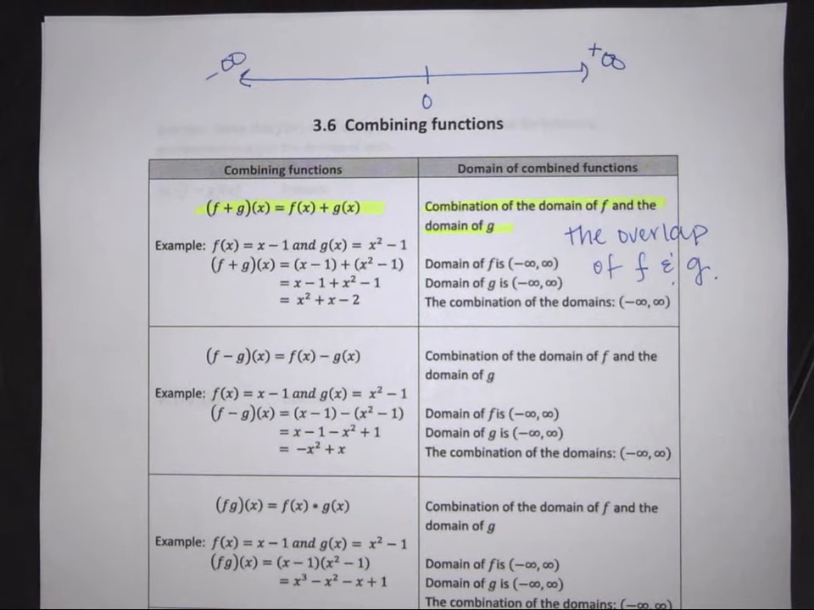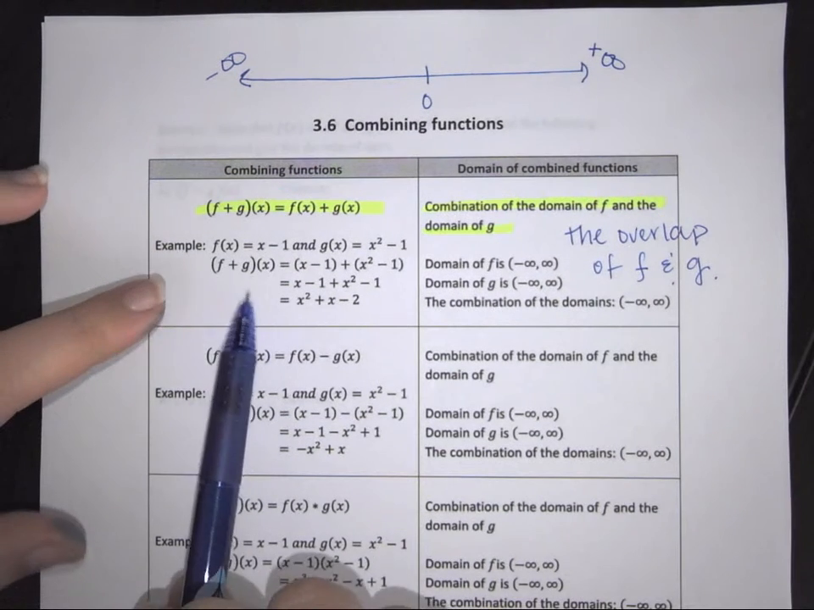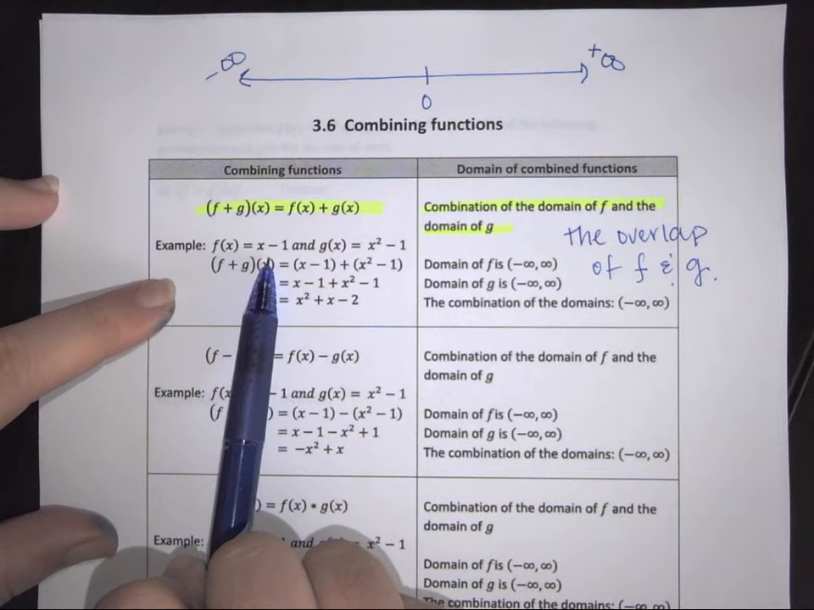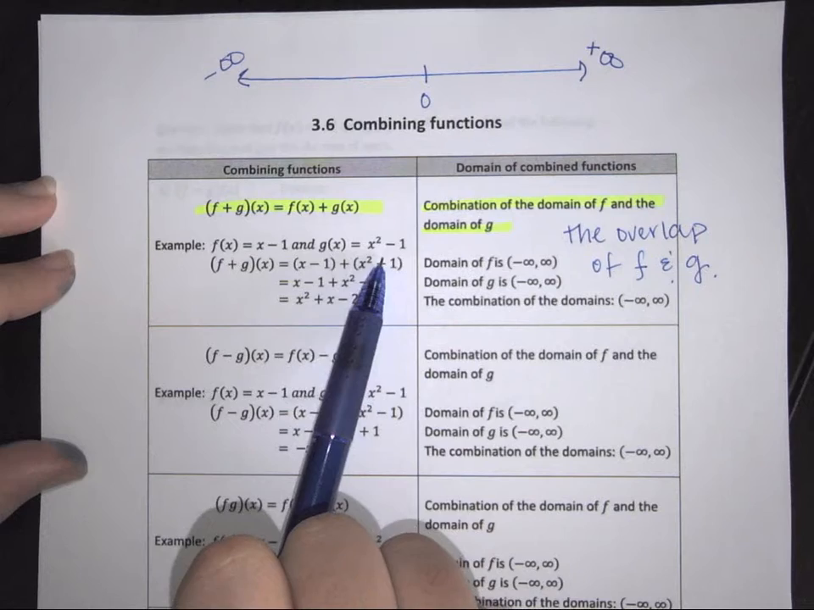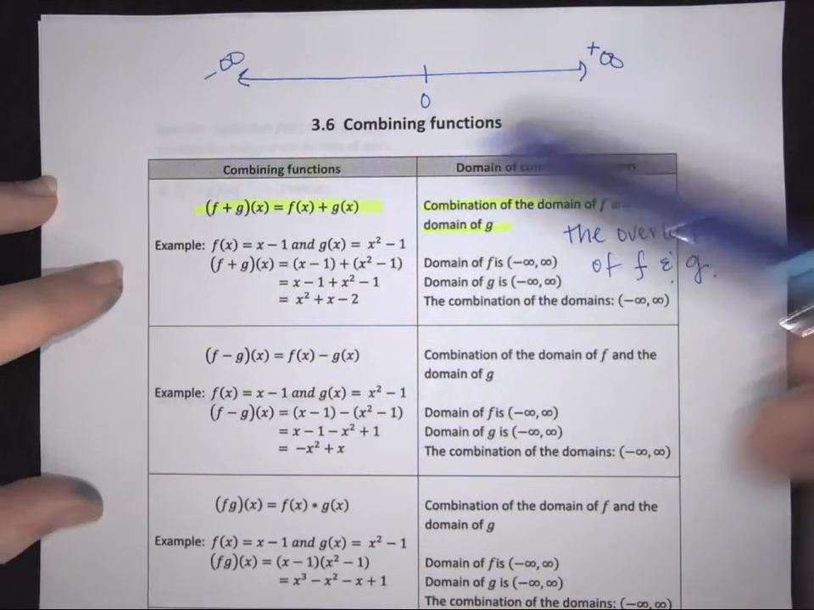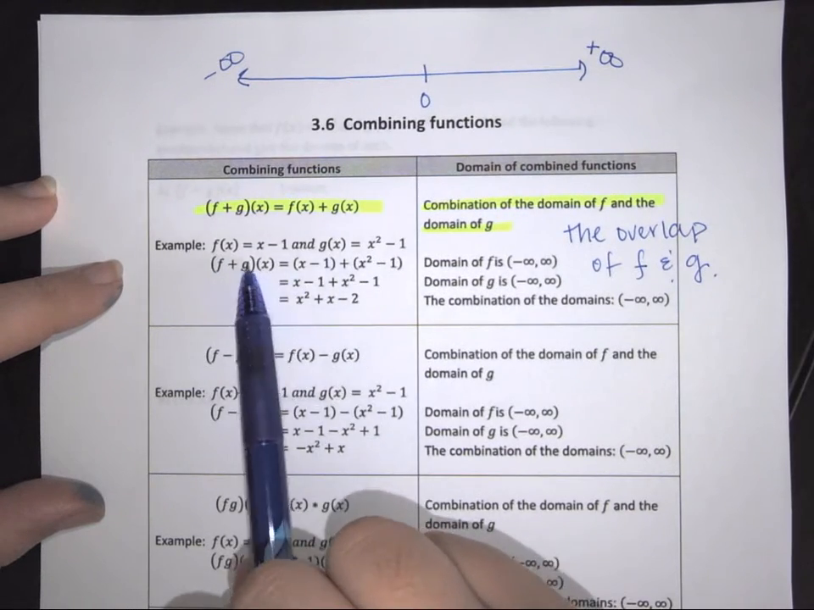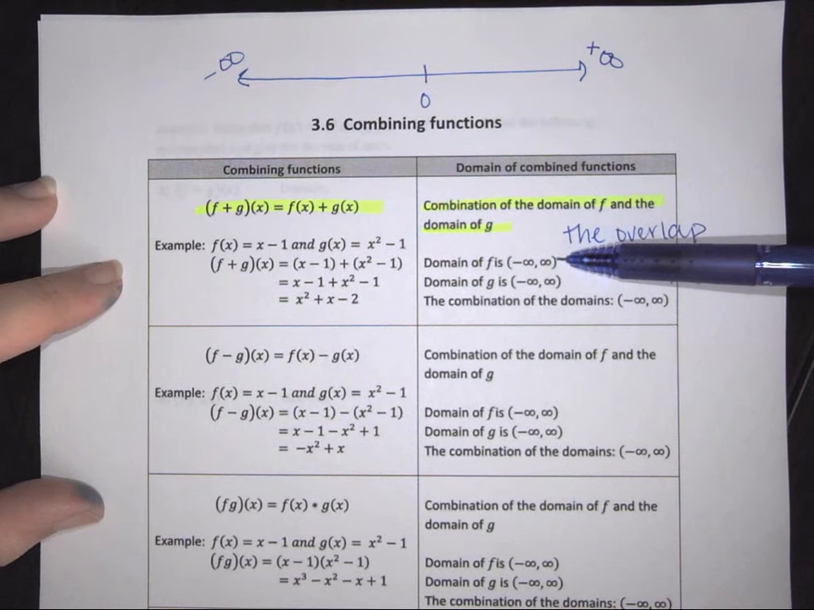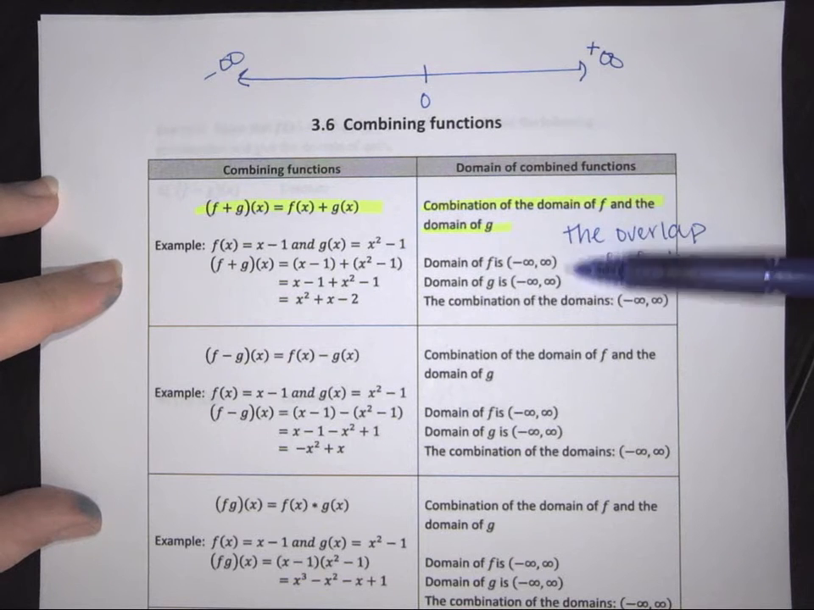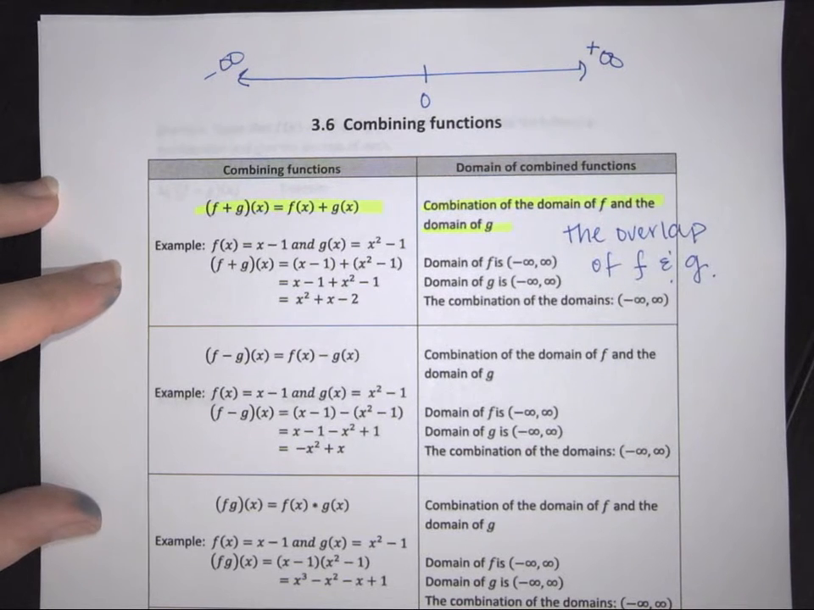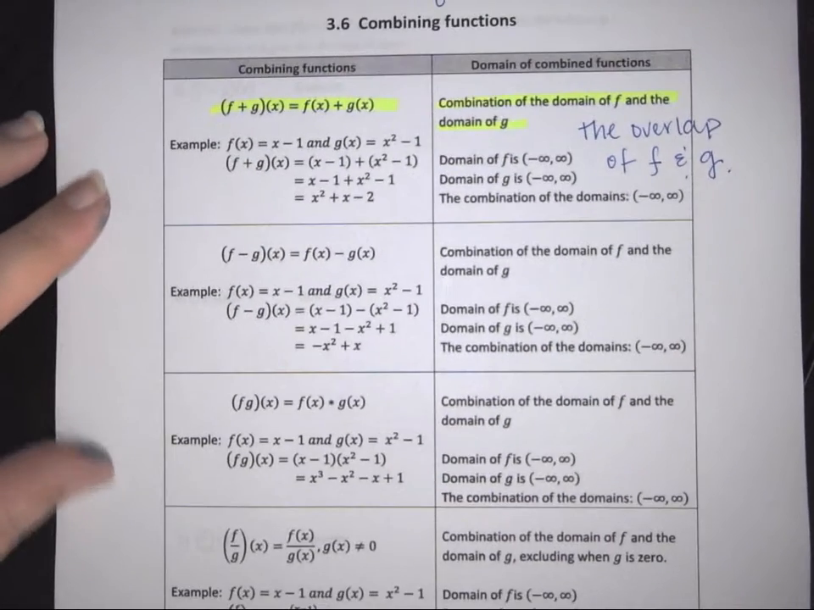Okay, so you can see here's just a quick little example where we have f of x is x plus 1 and g of x was x squared minus 1. If you look at each of these on their own, you can see that the domain of f is all real numbers, and so is the domain of g. It's all real numbers. Therefore, the combination of those is also going to be all real numbers.